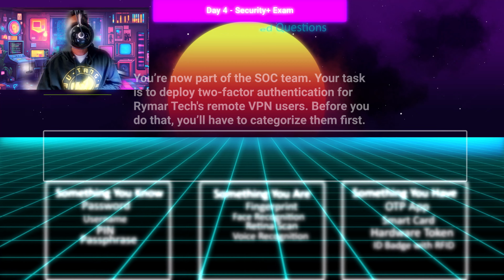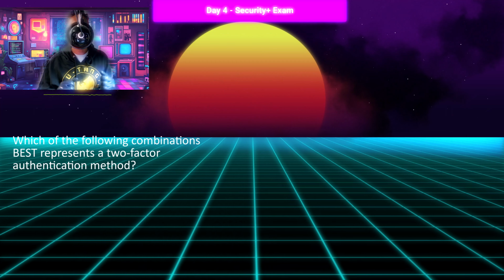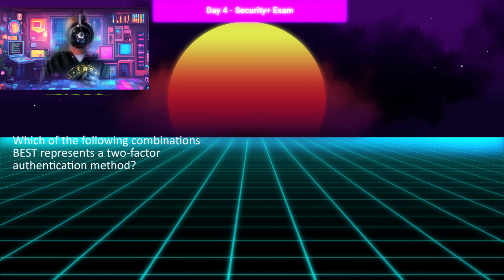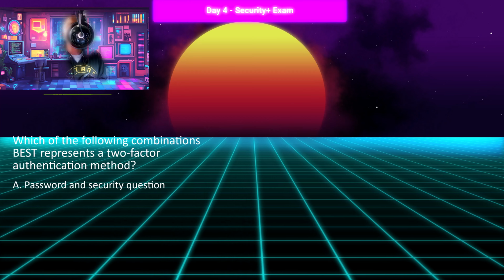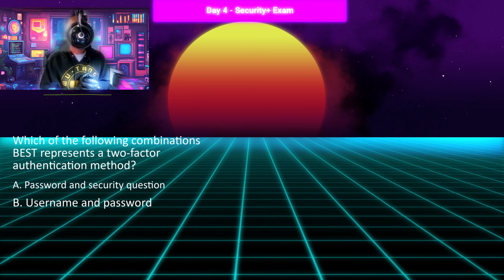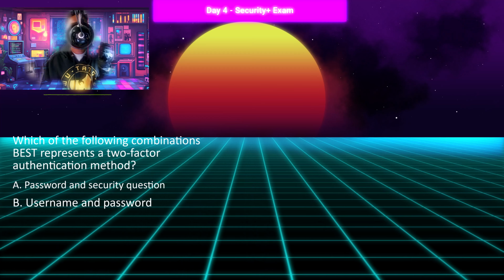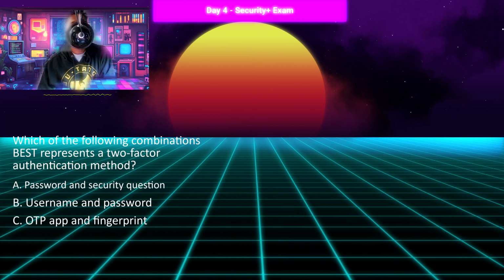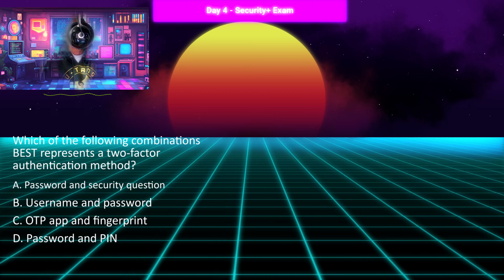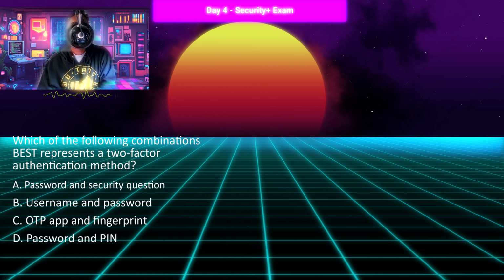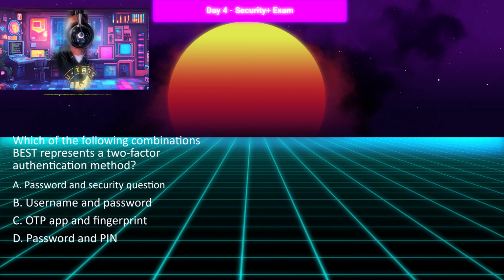Just tell me, guys, which of the following combinations best represents a two-factor authentication method? Choice A, password and security question. Choice B, username and password. Choice C, OTP app and fingerprint. Or choice D, password and PIN. I'll give you 4 seconds to pick an answer.